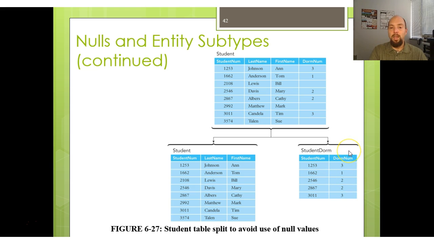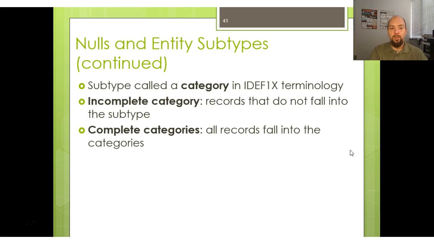Now we don't end up with any nulls. Now we no longer have a weak entity. We have a table that doesn't have any nulls in it.